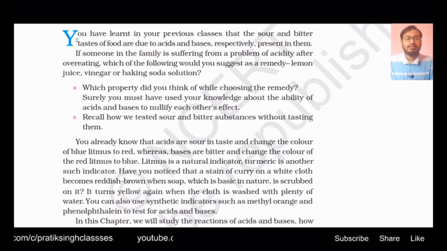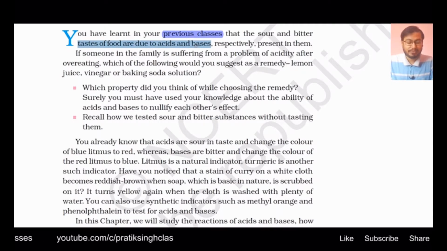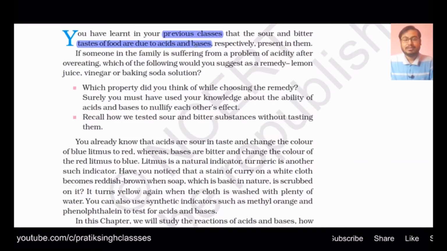You have learned in the previous classes that the sour and bitter taste of foods are due to acids and bases respectively present in them. That means in previous classes you have studied in science that whenever you taste anything, if the taste is sour, it is because of the presence of acid, and if the taste is bitter, it is because of bases present in that edible thing.